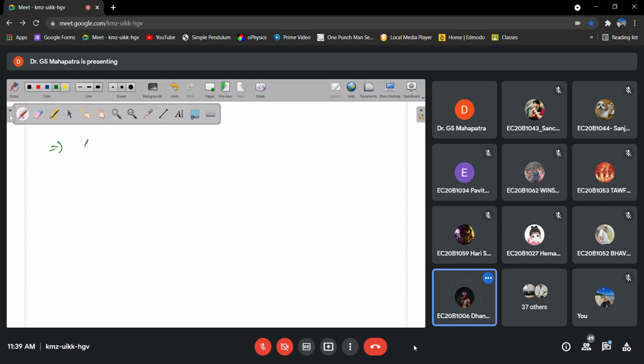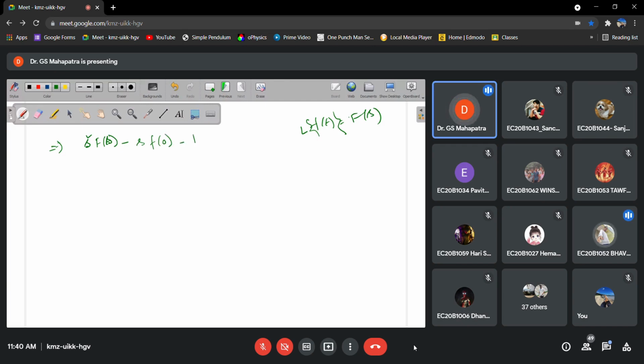s square into the Laplace transform of f of t. Is it f of t or f of s? F of t's Laplace transform is capital F of s, that is standard. So s square into F of s, minus s into f of 0, minus f dash of 0. So that is the first part.